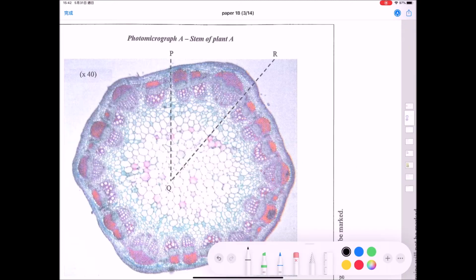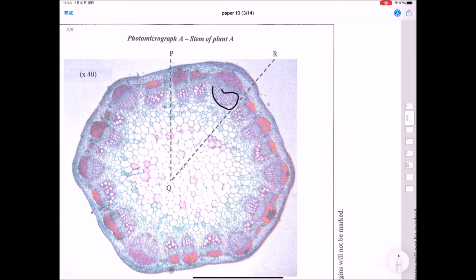So in this picture, you can see that in this question, you are given a cross-section photomicrograph of the stem. You can see that it's highly similar to the diagram in your textbook. So you can see the xylem vessel here, xylem vessel here, and then immediately you have the phloem vessel near the xylem vessel.